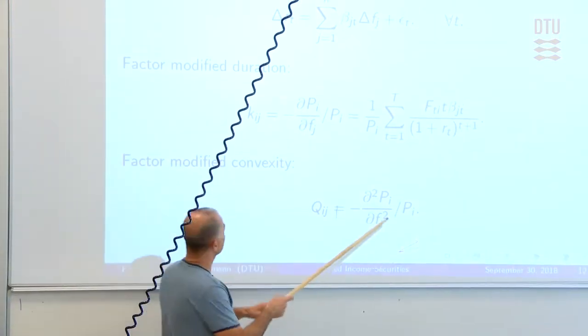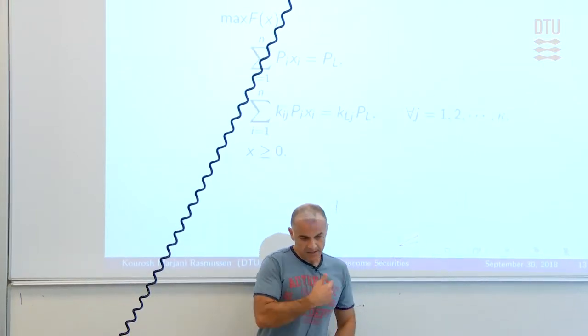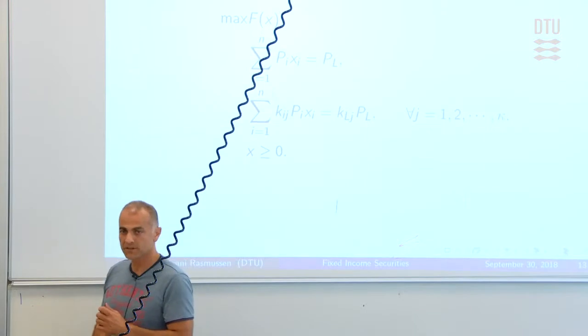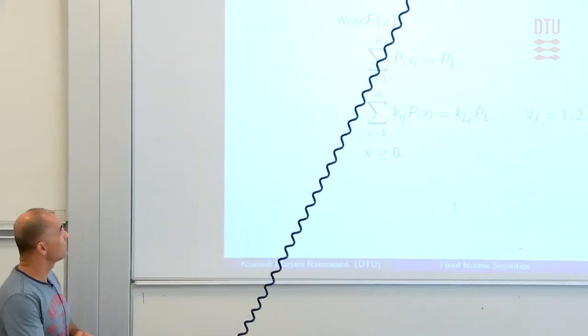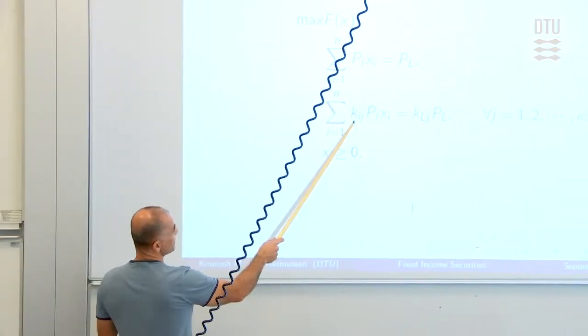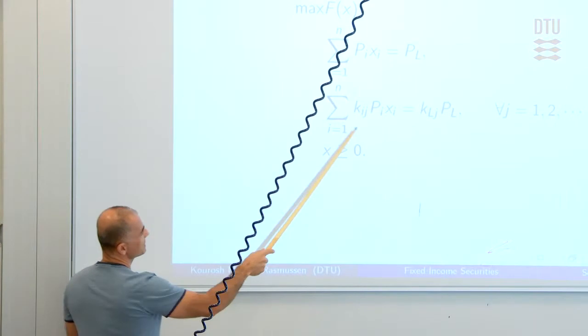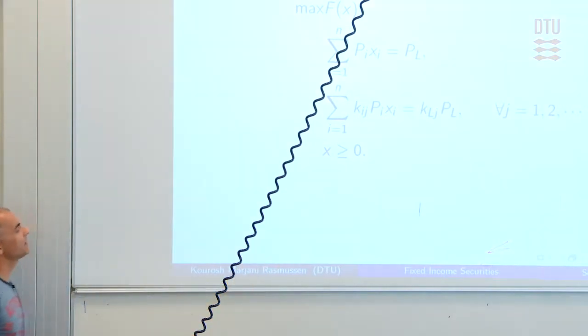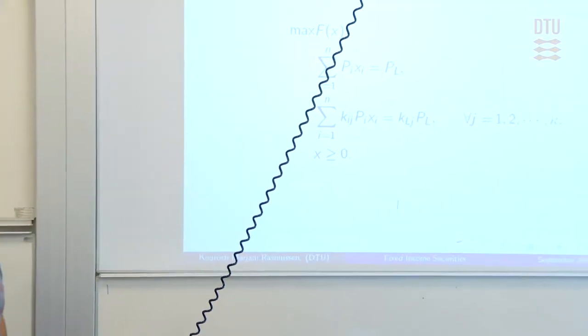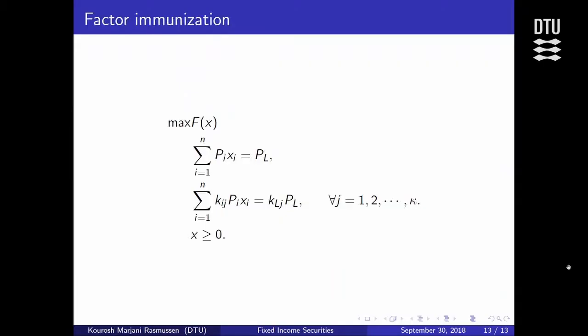You can do the same thing then with the factor modified convexity, and essentially you take the optimization model we had from before, and rather than using duration, in this case you are using the factor duration, and in similar fashion you can use a factor convexity and have your second order factor immunization, right?